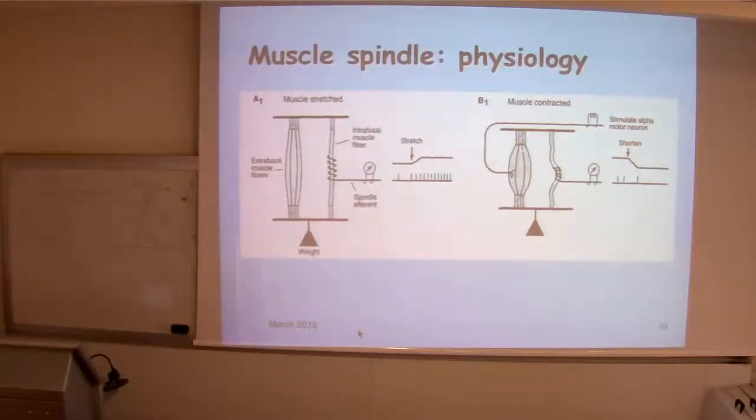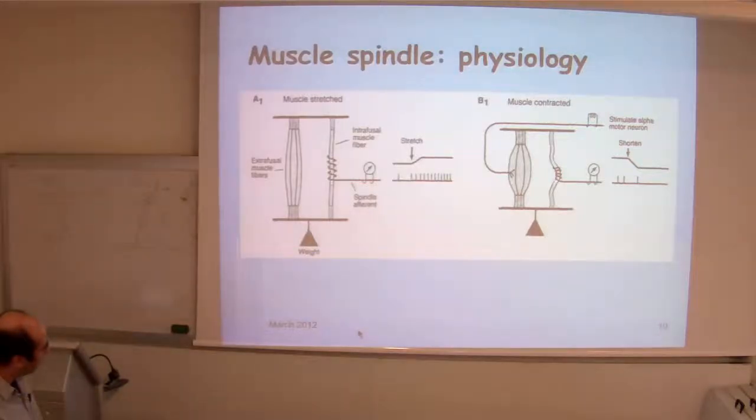Now, if you contract the muscle, for example by stimulating the alpha motor neuron fibers, that will cause the muscle to twitch, then the muscle spindle will collapse, right? Then the tension on the stretch receptor will be relieved, and consequently the firing rate will become smaller. So this is a very simple mechanism to report the stretch in the muscle.